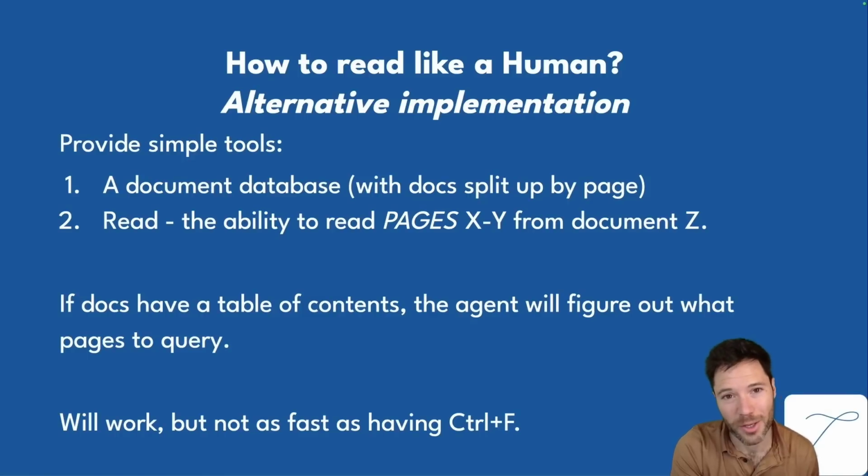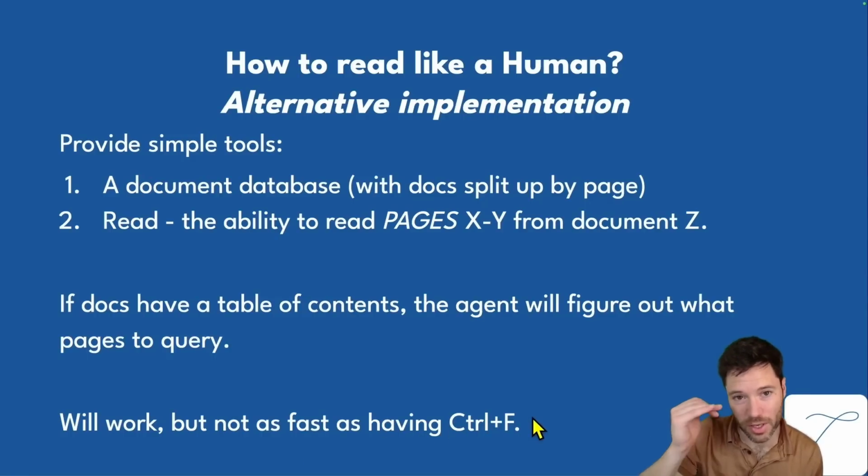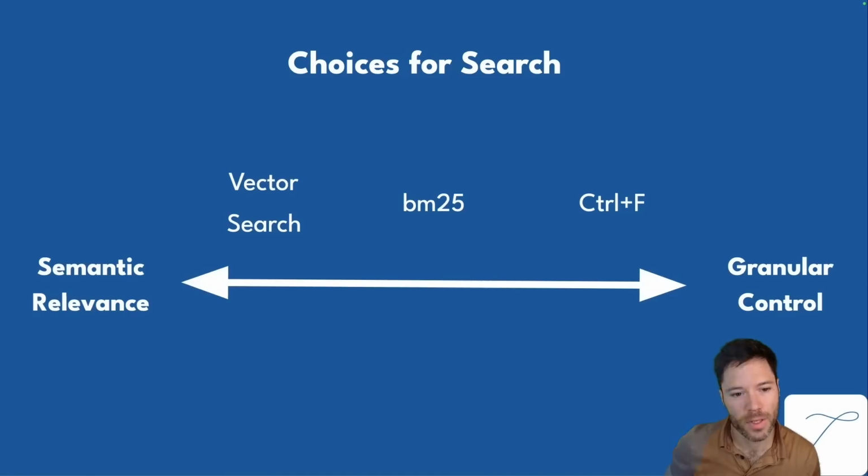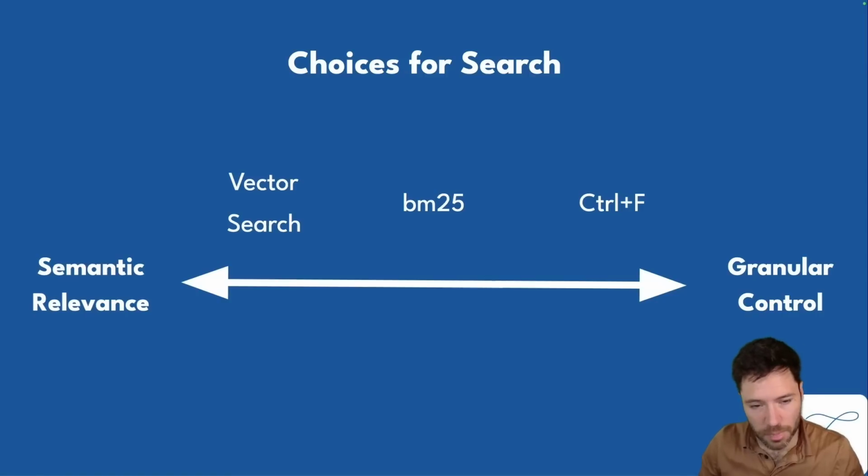It also requires that your document be well written and laid out and have a table of contents, which not every document does have. So this technique will work. It's kind of interesting. It does, but it's not as fast as having ctrl+f available as a tool for the LLM, where it can precisely query and then find the lines where those keywords are and then read around those lines. Something I want to say about search, I see it as a spectrum.